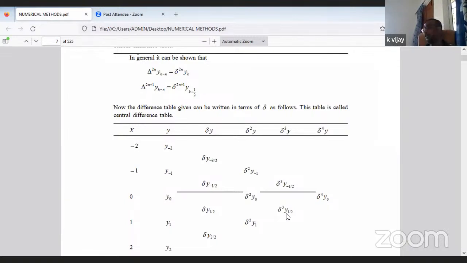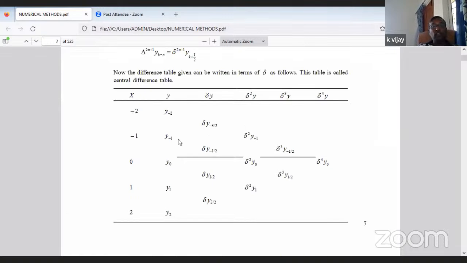The central difference table, I already told you, x0 plus rh is equal to 0. Then I'm taking 0, minus 1 and minus 2 here, 1, 2, taking m here. So minus 2, minus 1, 0: y0, y1, y2. This is the simplification of minus 3 by 2, minus 1 by 2. The 0 value delta 1 by 2, 3 by 2.